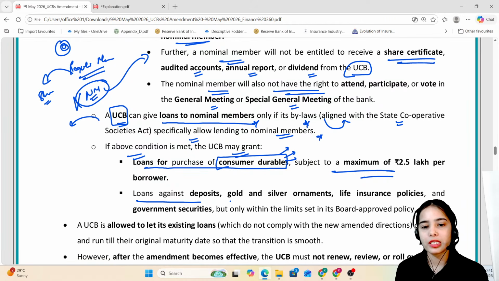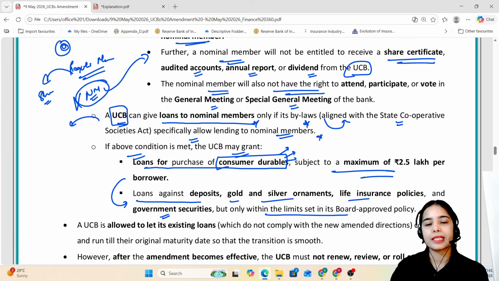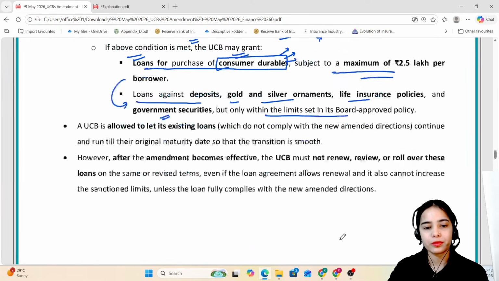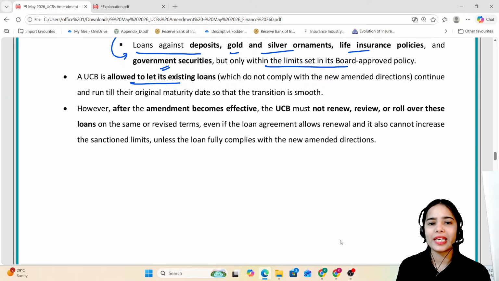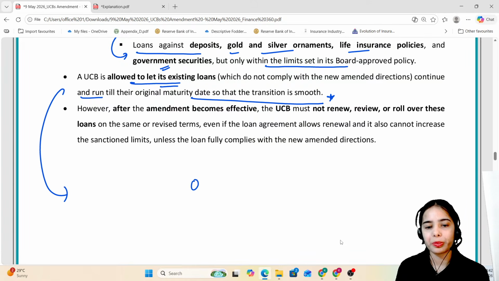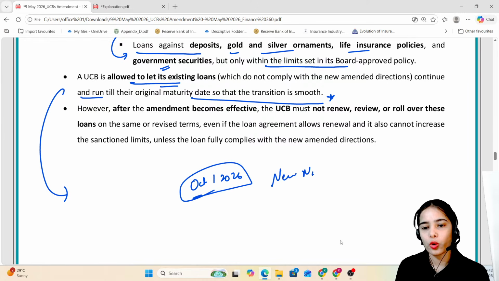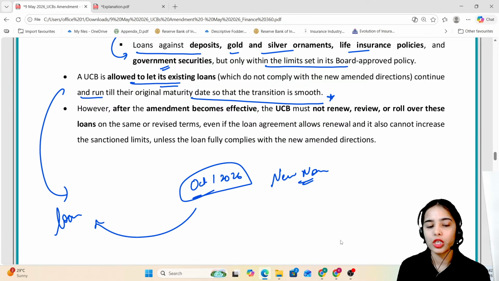Loans against deposits, gold, silver ornaments, life insurance policies and government securities can also be provided, but only within limits set by the board approved policy. The Urban Cooperative Bank is allowed to let its existing loans continue and run till their maturity date so that the transition is smooth. Basically, from October 1, 2026, the new norms have to be followed. But let's say there are loans that were given before this time period, for, let's say, 2 years, 3 years.